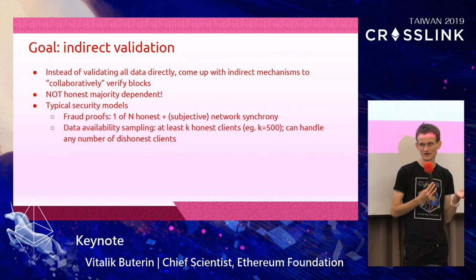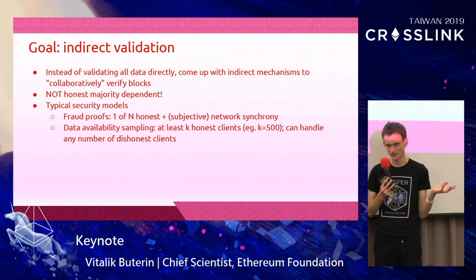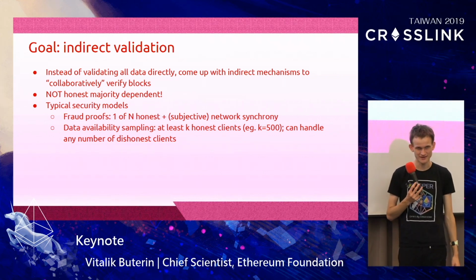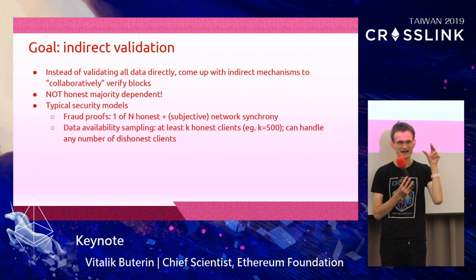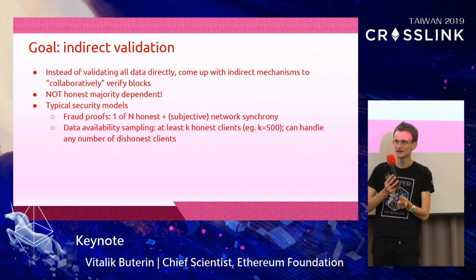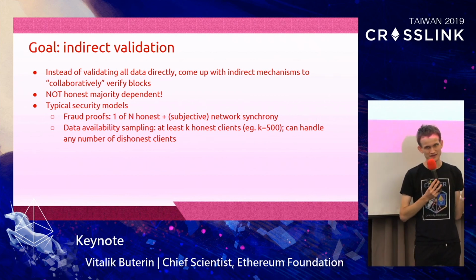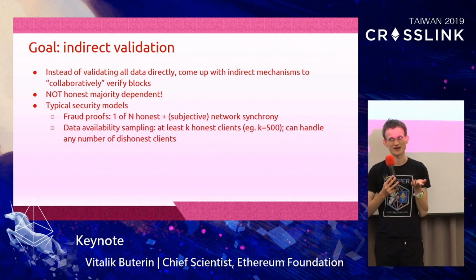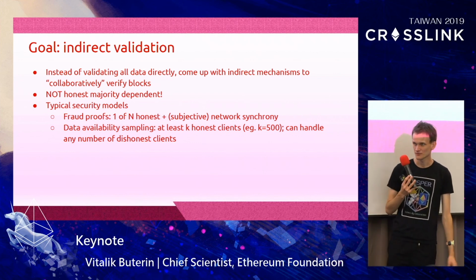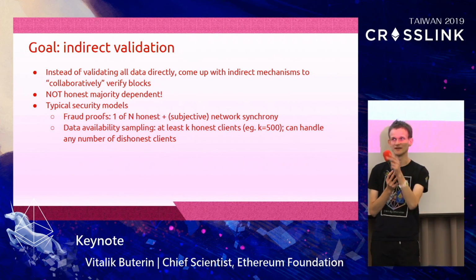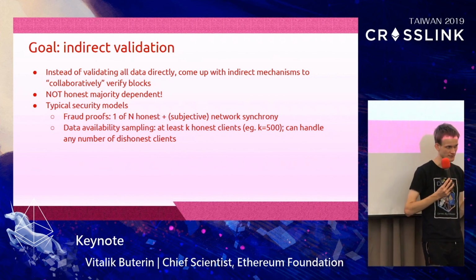But committees definitely are kind of honest majority or rational majority dependent, and if there is either a global 51% attack or some kind of highly targeted attack on one committee, then the committee mechanism by itself doesn't protect you. And so we want to have a mechanism that does protect you. So if it's not honest majority dependent, then what security models are we okay with?